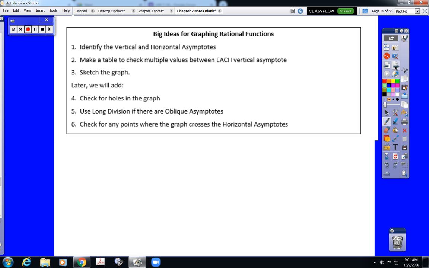Now there are more advanced details we'll talk about as well in later videos. Again, sometimes the numbers we think are vertical asymptotes are actually holes. We'll talk about how to find those later in this set of videos. On occasion, we won't have a horizontal asymptote. We'll have what's called an oblique asymptote, and we'll talk about how to find those using long division. And every once in a while, and this is very rare, we'll end up with a point where the graph actually does cross the horizontal asymptote. That will only happen in a middle section. It'll never happen on an edge. So we're going to talk about all these things, but basically it's a 3-step process. Sometimes there are some more advanced details in there.